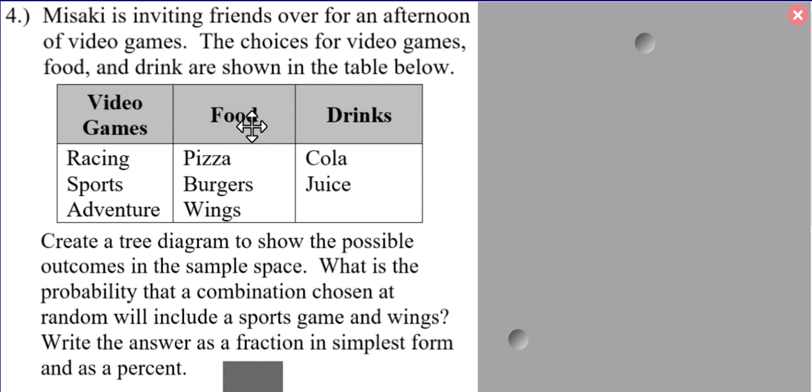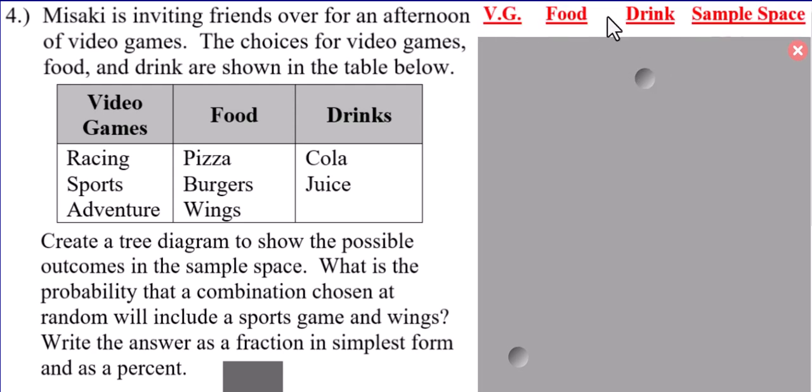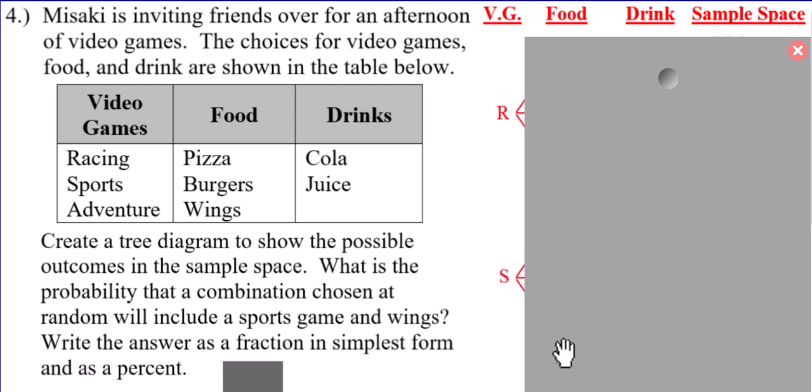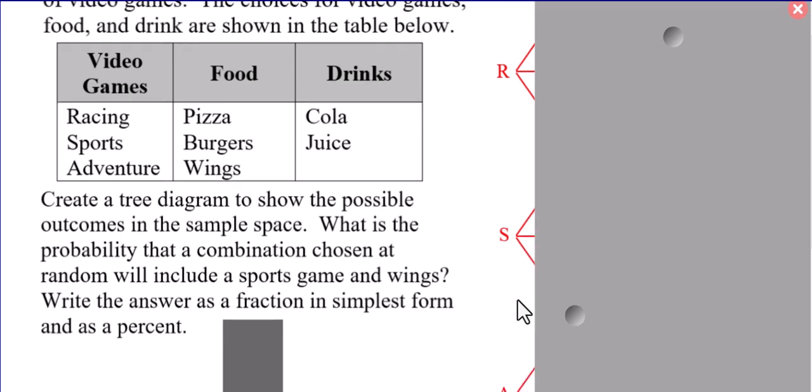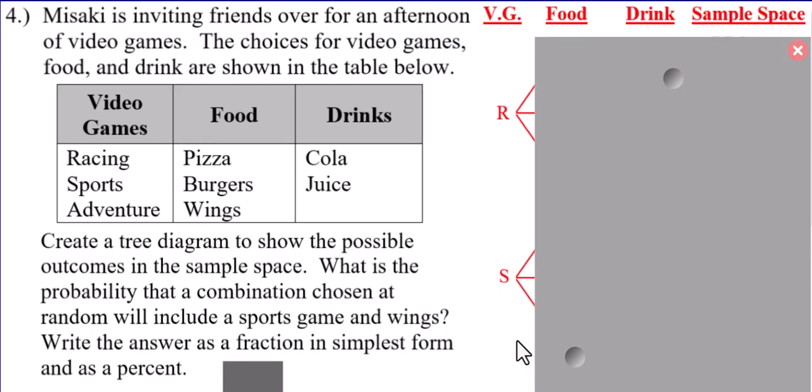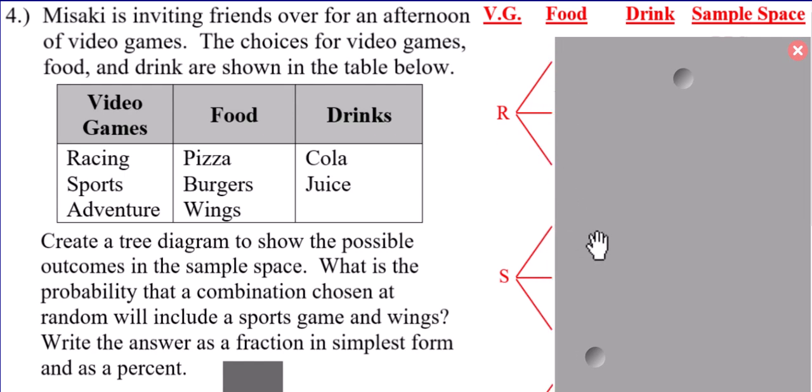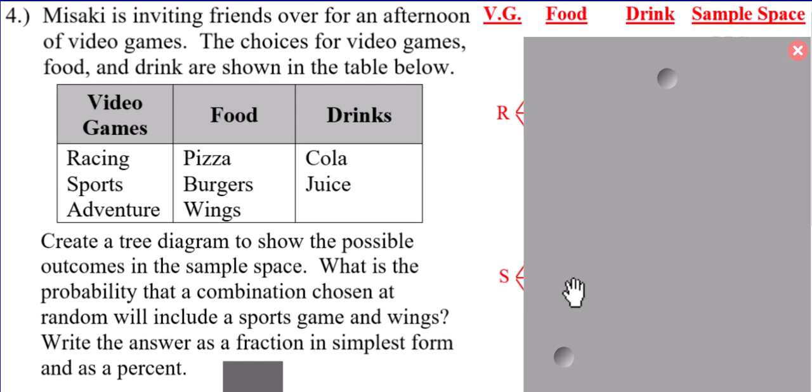Since we have video games, food, and drinks, those should be your headings. And then underneath video games, you're going to want to put their 3 outcomes, and you're going to want to leave a lot of space in between. Why? Because you're going to have to branch out 3 ways to the outcomes of the food, and then from each of the food, branch out 2 ways to each for the drinks.